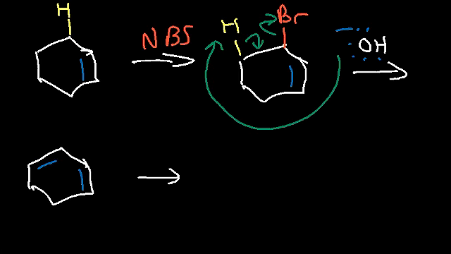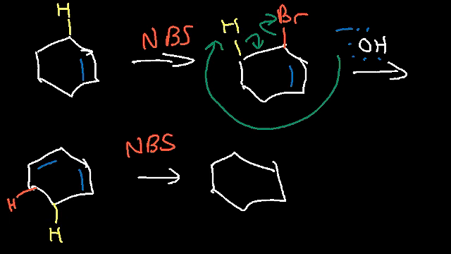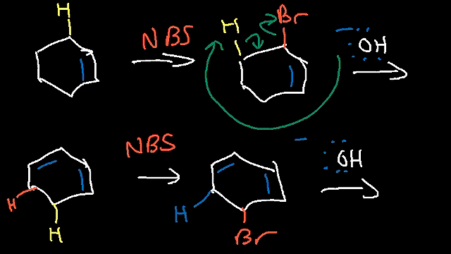And so we're going to add NBS again. And one of the allylic hydrogens will be replaced. It really doesn't matter which one, because at this point the two remaining hydrogens are both allylic. So we're just going to replace one of them with a bromine atom. And then hydroxide is going to remove the other hydrogen, form a double bond, kicking out the Br.